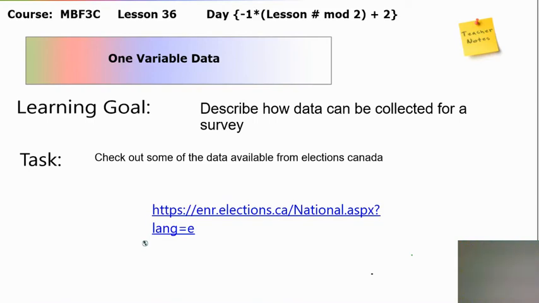Okay, welcome to grade 11 college math. We're entering a new unit, Unit 6, in Chapter 3 in our book. And our first lesson is 6.3.1, also referred to in our note as sampling techniques. So our unit is on one variable data for statistics. So our goal is to describe how data can be collected for a survey.